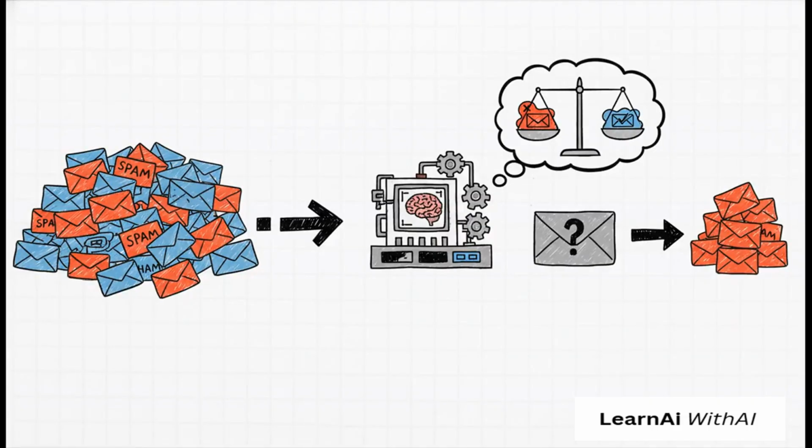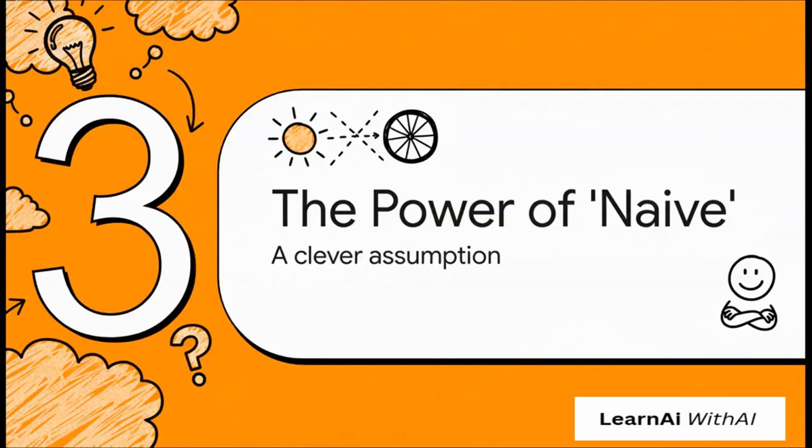The algorithm gets fed thousands and thousands of old emails. Some are spam, some aren't. And by looking at all of them, it learns to calculate the probability for any new email and make a really, really good guess about which pile it belongs in. Okay, so we've got the Bayes part down. That's all about probability. But what about the naive part?